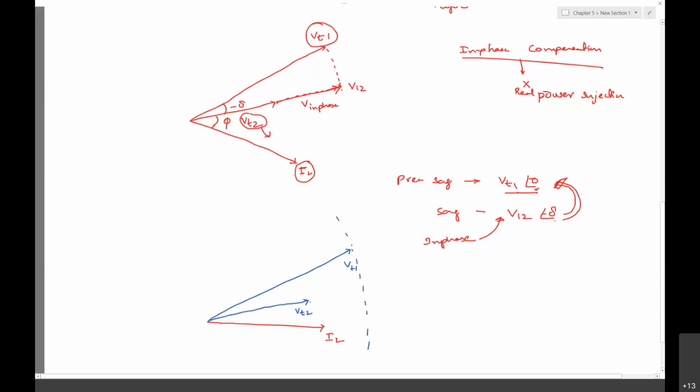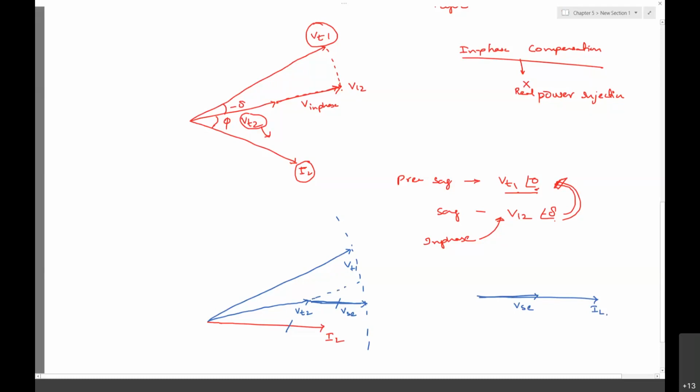if you are injecting the voltage in phase with respect to the IL, it means that these are the lines. IL is in parallel to the series voltage injection. If it is series, then the VSA is in phase with respect to this IL. Okay, there are two parallel lines.